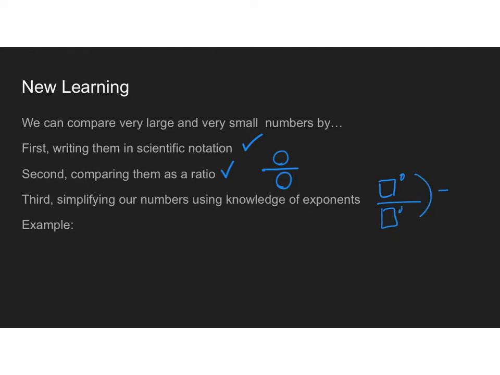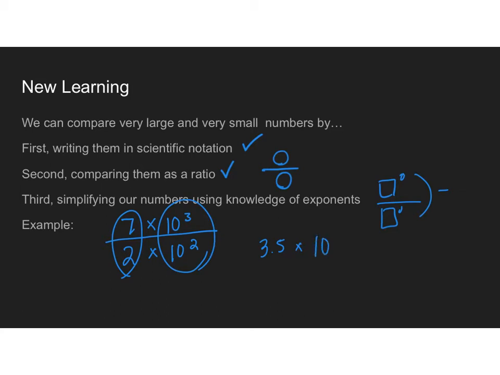For example, if I have 7 times 10 to the 3rd divided by 2 times 10 to the 2nd, well, I can divide 7 and 2. This becomes 3.5. And I can divide these because these are the same base. 3 take away 2 is 1. And that's what we're going to be doing today. Let's move on to some more practice.